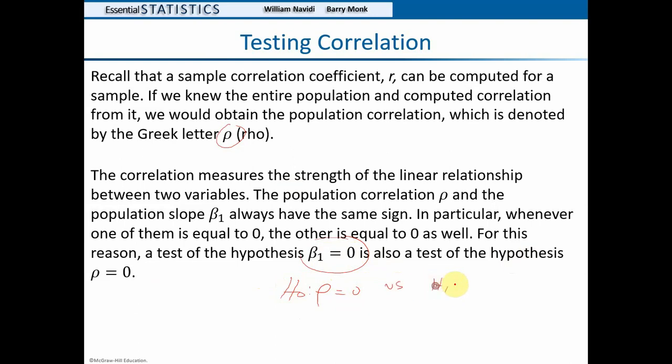Versus H1, that rho is less than, greater than, or not equal to 0. And of course, we have to set up critical values and the p-values based on this. Okay. So r is our sample correlation, and rho is the population correlation.